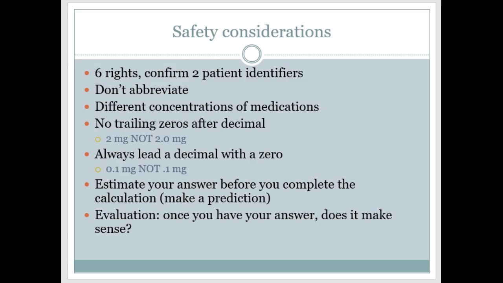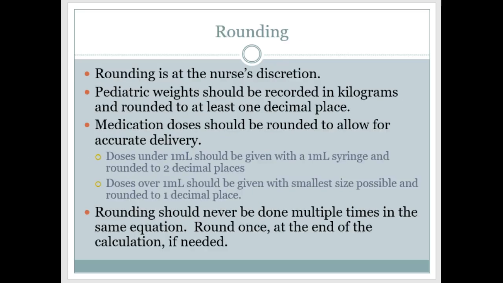And then estimate your answer before you make the calculation. Do you have a ballpark idea of what that answer is going to be? And then once you have the answer, look back. Does it make sense? Then going on to rounding. Rounding is at the nurse's discretion. You do need to make your best choice as to how to round a medication or a weight or a number in pediatrics. So some rules: pediatric weights should be recorded in kilograms and go to at least 1 decimal place. More decimal places if it's an infant or a young child.